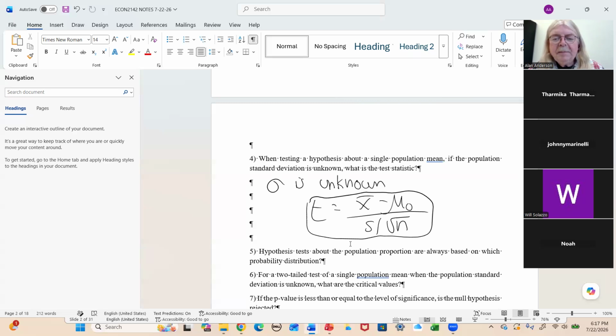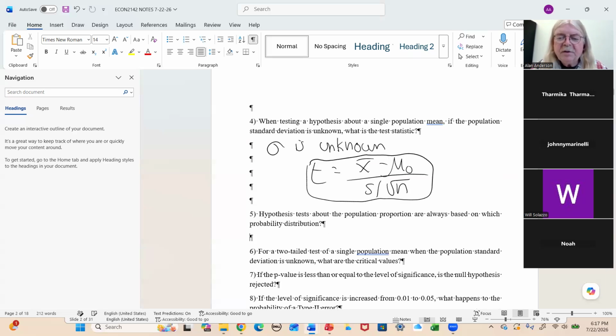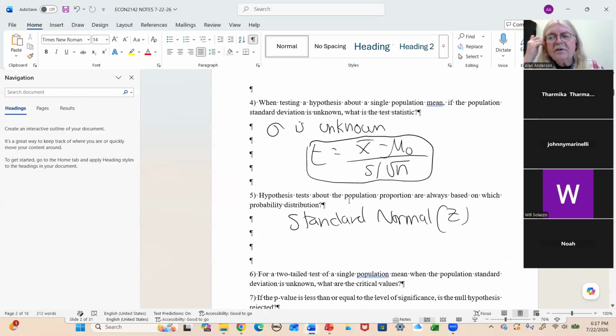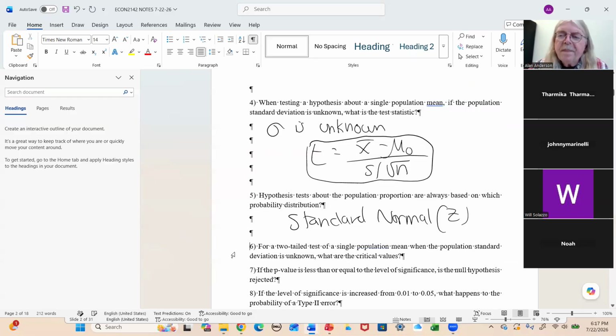All right. Hypothesis tests about the population proportion are always based on which probability distribution? That would be standard normal, or Z. Okay. In other words, what they're saying here is that unlike with the population mean, where sometimes we use the t distribution, sometimes the standard normal, here it's always standard normal. You never use the t when you're testing anything about population proportions.